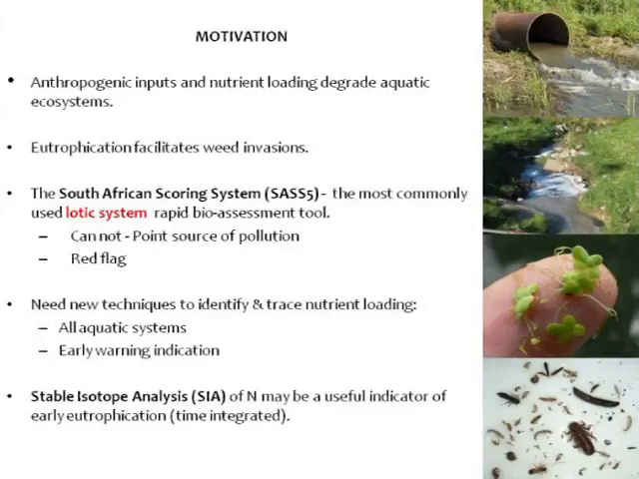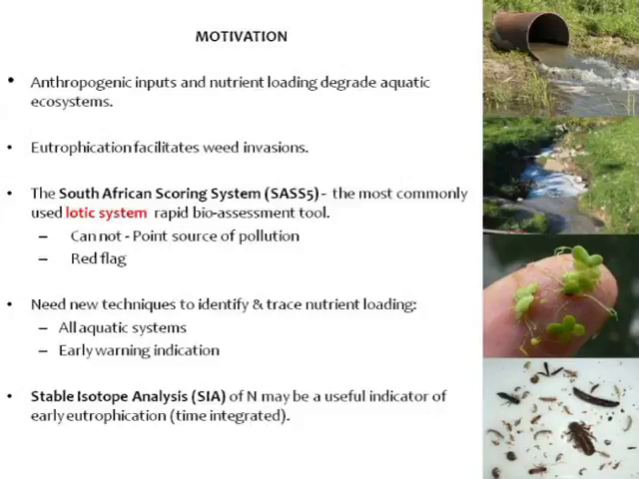I think we have been introduced, since early this week, to the fact that anthropogenic inputs and nutrient loading have degraded our aquatic systems, and this manifests itself in eutrophication, which, as we have heard, facilitates weed invasion. Now, what are the ecologists doing about this problem?